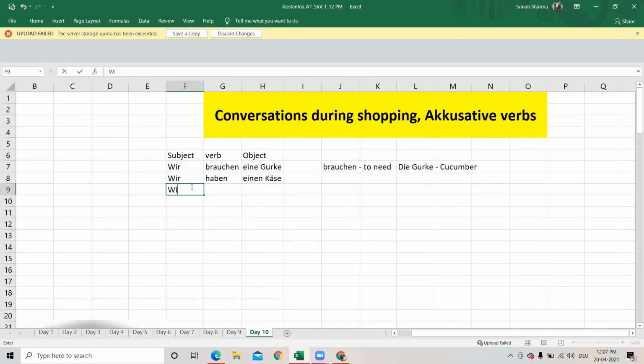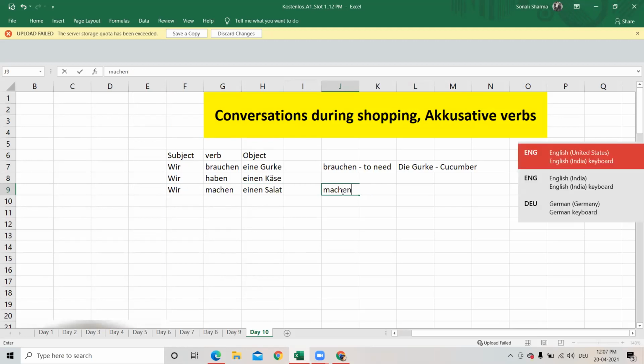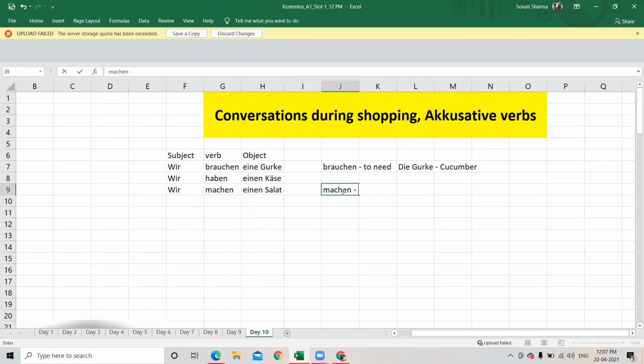Next verb is machen. So we are machen einen Salat. The actual meaning of machen is to do, but here we can consider it as making. To do or to make. We are machen einen Salat. Salat I also told you in the last session. Salat is salad. So we are making a salad. Wir machen einen Salat. We are making a salad.